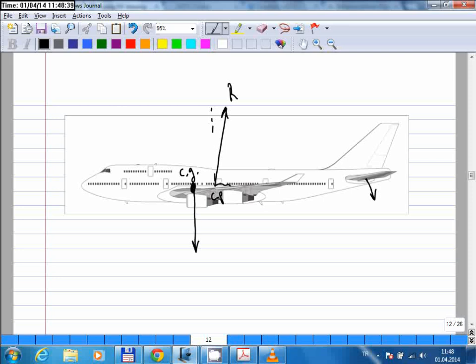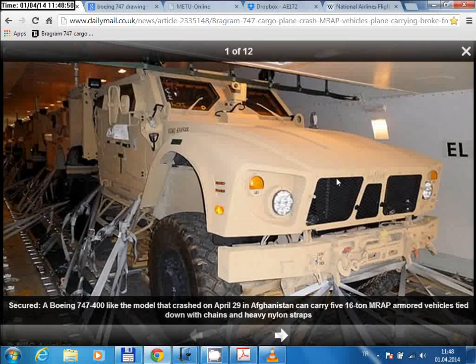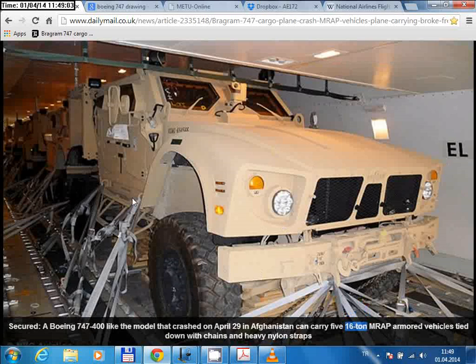What happened in this accident is the aircraft was carrying armored vehicles inside. It says it can carry a maximum of 5 of these vehicles, and each is about 16 tons, so they are quite heavy. As you see, they are secured with straps, strapped down to the aircraft so that they don't move. But for whatever reason, it may be related to a very steep climb angle, the straps broke. They just snapped, and these vehicles shifted backwards as the aircraft started climbing.